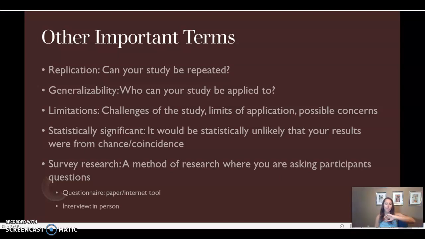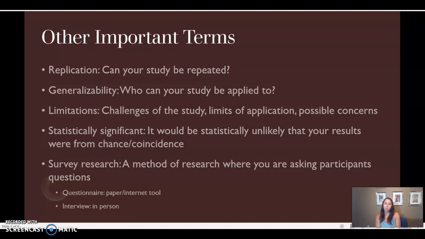And finally, and this is more of just a personal soapbox of mine, survey research. Survey research is the method. Survey research is where you are asking your participants direct report answers about their behaviors, okay? A survey is not a piece of paper. A survey is a method of research. Questionnaire is the piece of paper or the link that I send you to on SurveyMonkey on the computer, okay? So the survey research is the method, and the questionnaire is the actual paper or internet tool.